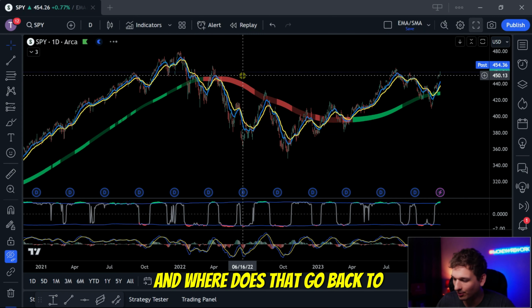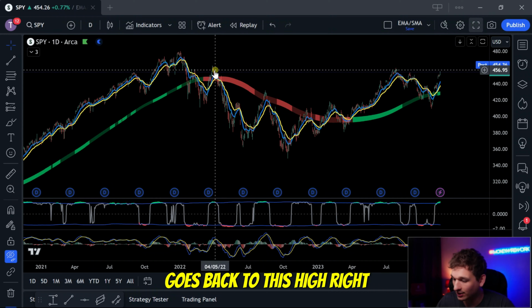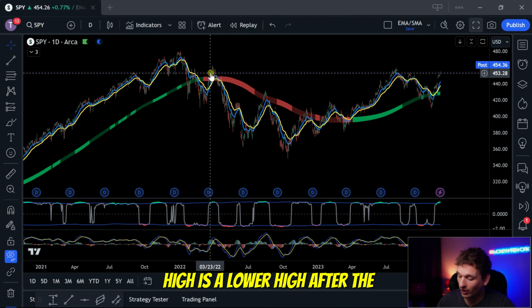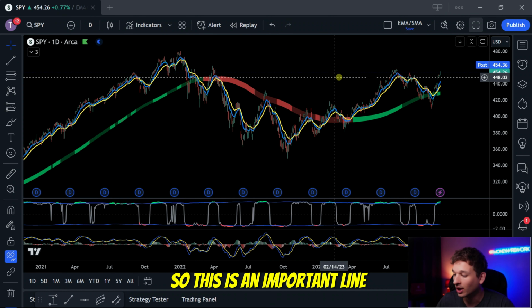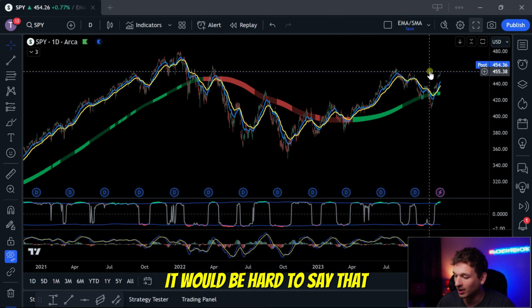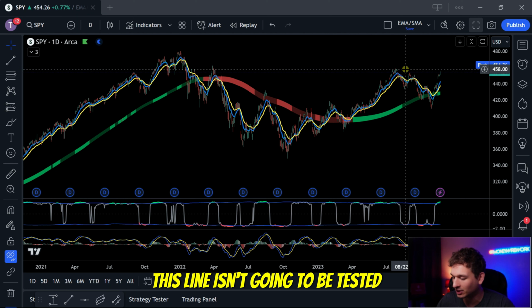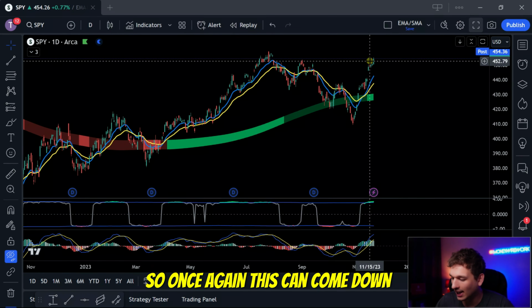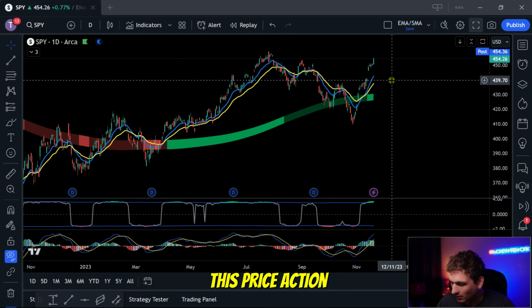And where does that go back to? It goes back to this high right here, which was the lower high after the crash, right? So this is an important line. I mean, it would be hard to say that this line isn't going to be tested. So once again, this price action can come down.